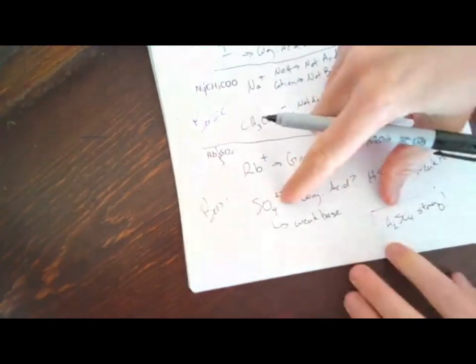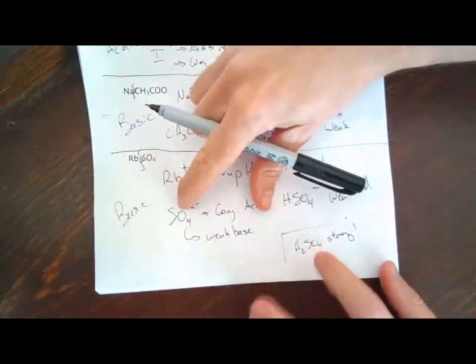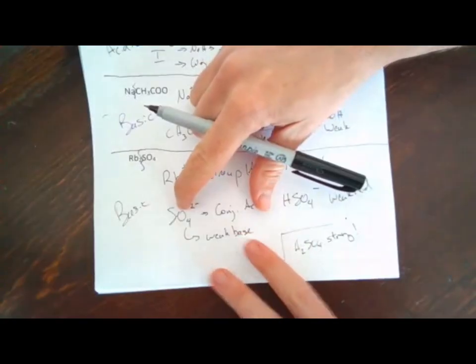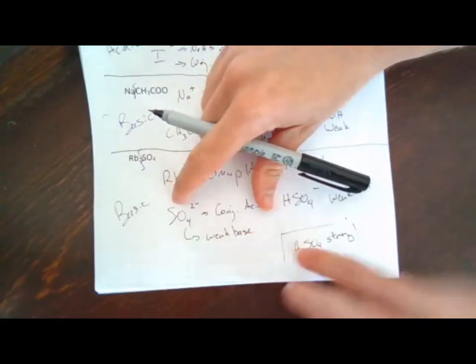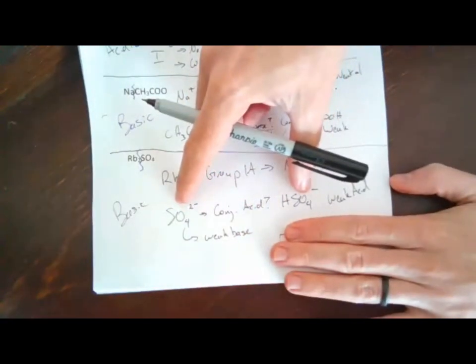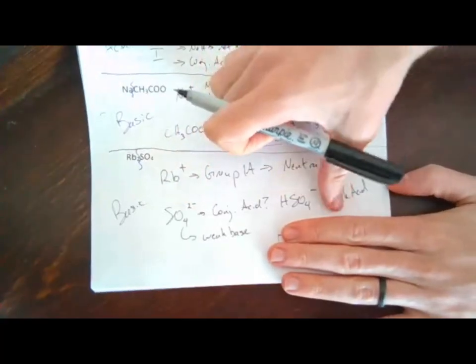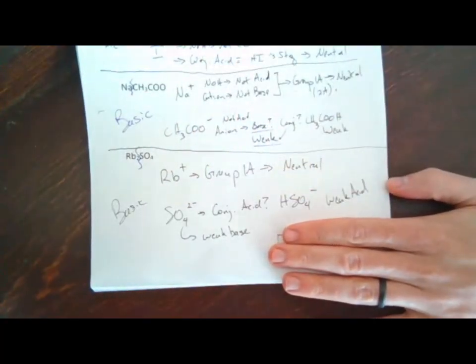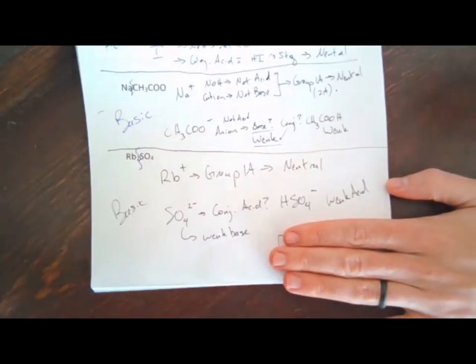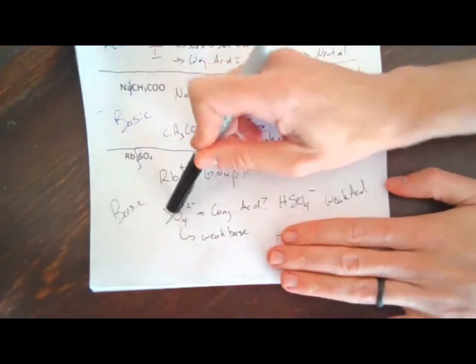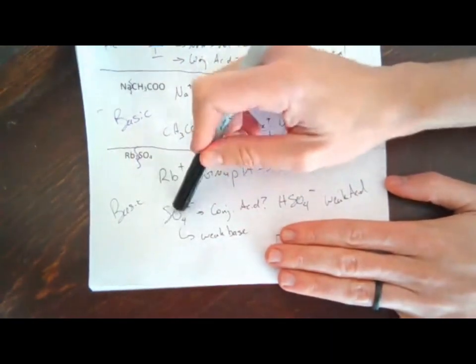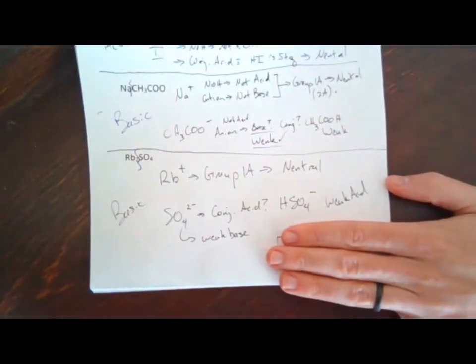But the difference between SO4 2- and H2SO4 is 2 hydrogens. So this is not a conjugate pair. This is the conjugate pair. And HSO4- is a weak acid. It's pretty good as far as weak acids go, but it is still a weak acid. So sulfate is a very weak base, but it is still a weak base.